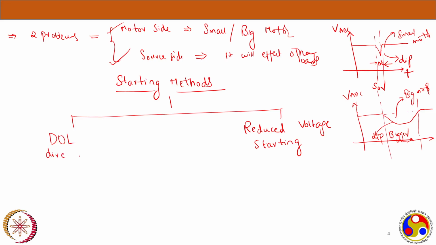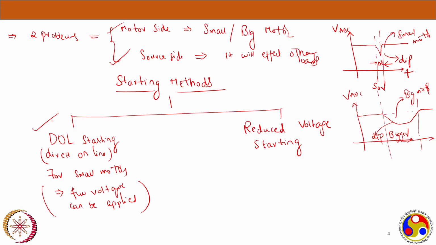So such a method is called direct online, DOL, that is direct online starting. See, this is not a very good solution. It's like a direct online starting method. It's only for small motors. Why? Because for small motors, the full voltage can be applied.